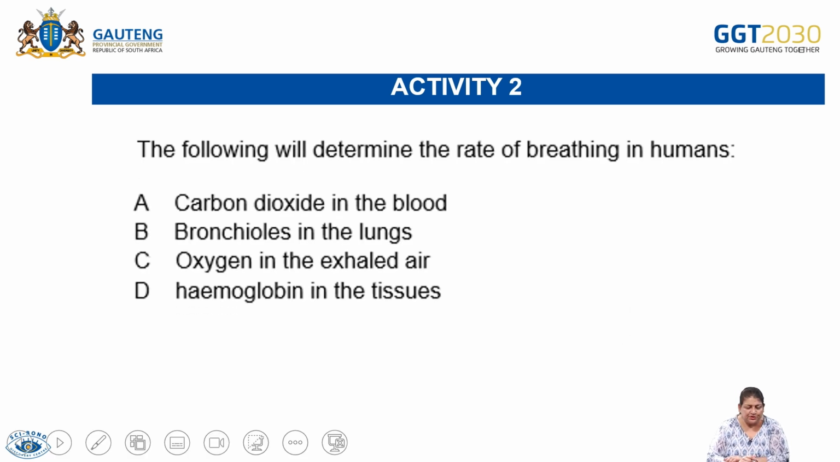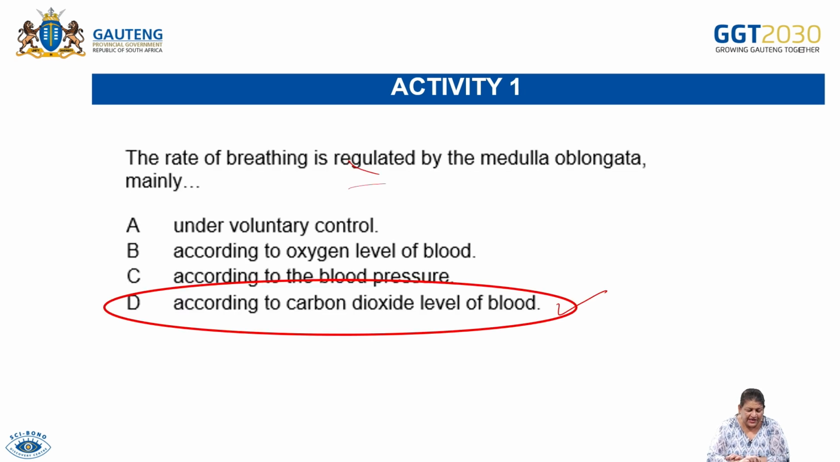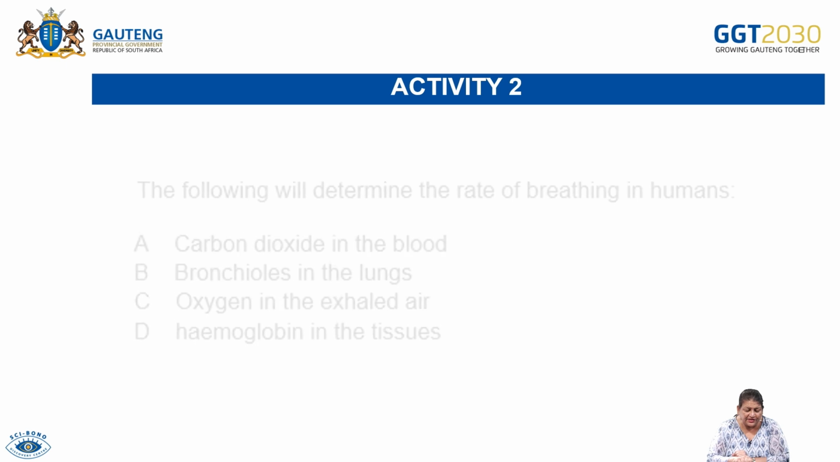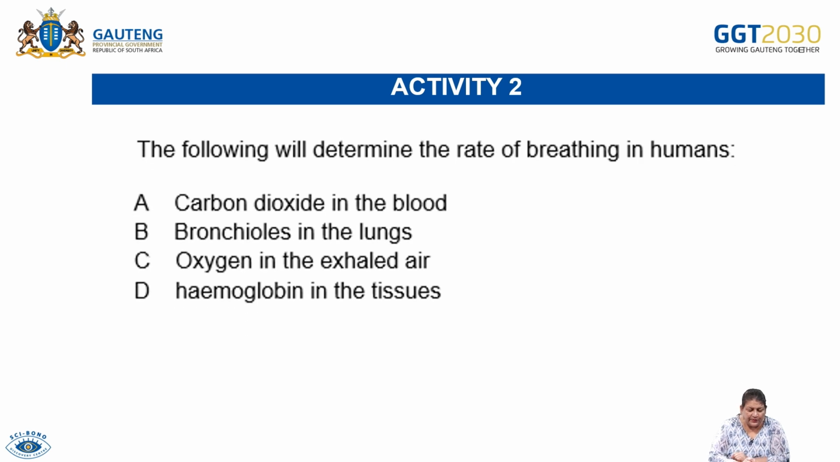There's another multiple choice. The following will determine the rate of breathing in humans. Now, what determines how fast you breathe? Let's go to the previous question. The rate of breathing is regulated by the medulla oblongata, but according to what? According to the carbon dioxide levels in the blood. Now, how does this question differ? The following will determine the rate of breathing in humans: carbon dioxide in the blood. Can you see they ask it in different ways?